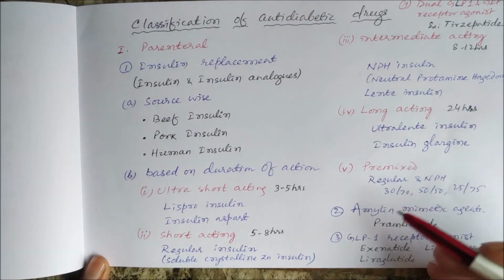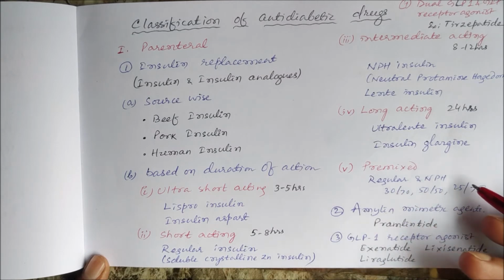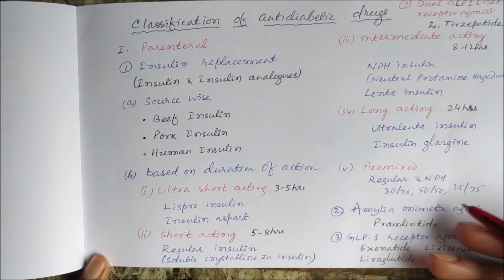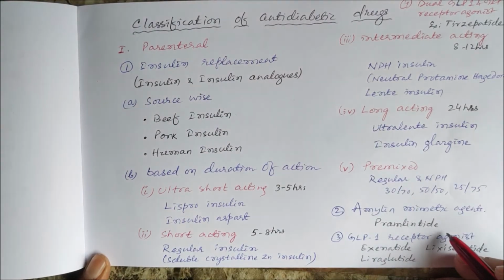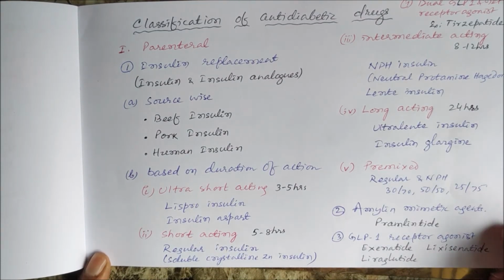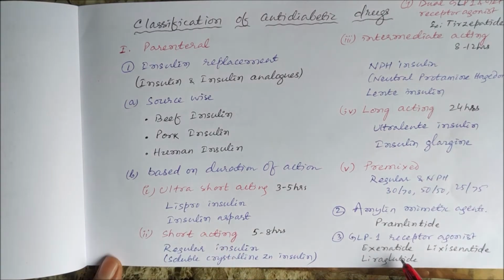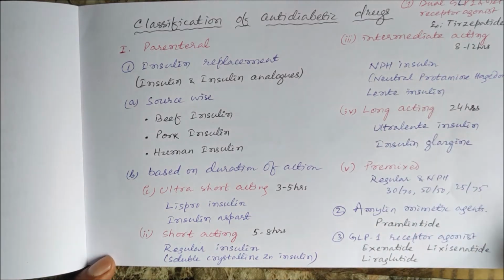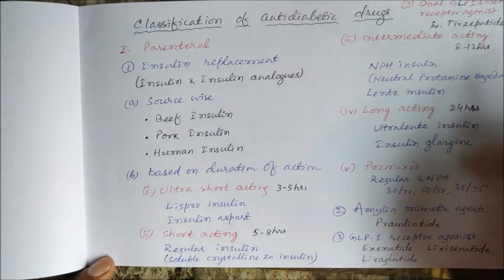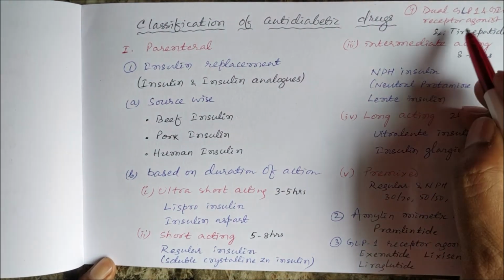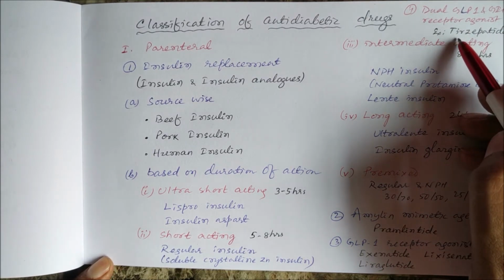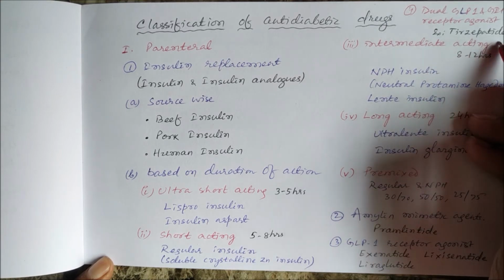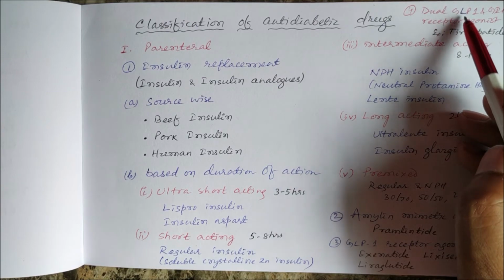And we can have pre-mixed insulins where we can combine regular and NPH insulin in the ratio of 30-70 or 50-50 or 25-75. Then we can have an amylin mimetic agent, which is also used parenterally, example pramlintide. And GLP-1 receptor agonists like exenatide, lixisenatide, liraglutide. And we can have dual GLP-1 and GIP receptor agonists, just recently approved by FDA, like tirzepatide. Tirzepatide acts as an agonist on both GLP-1 and GIP receptors.